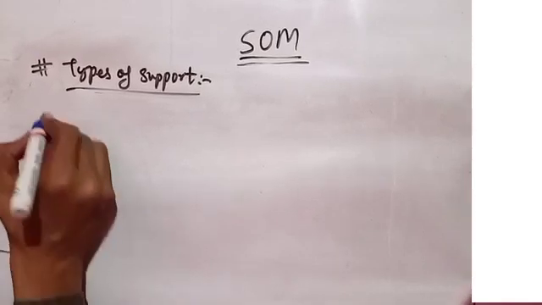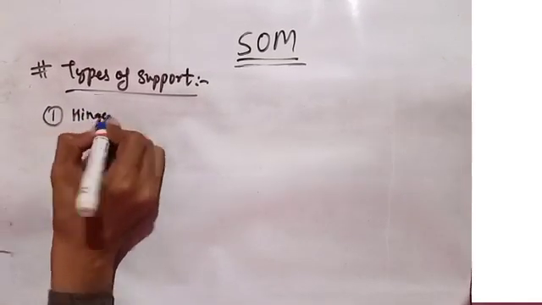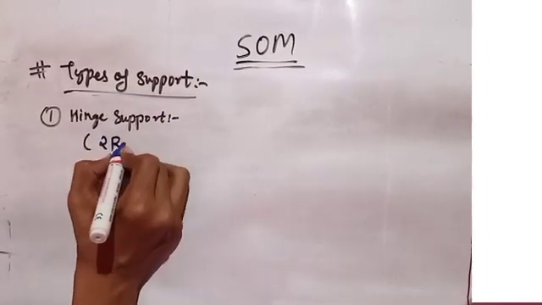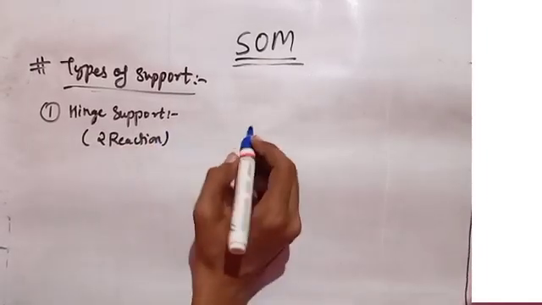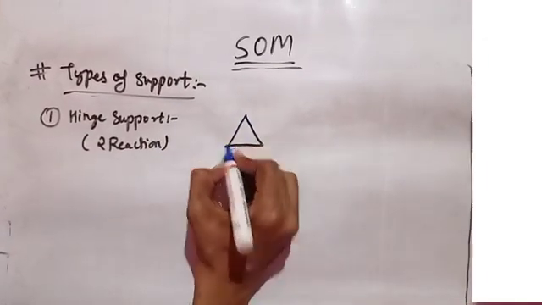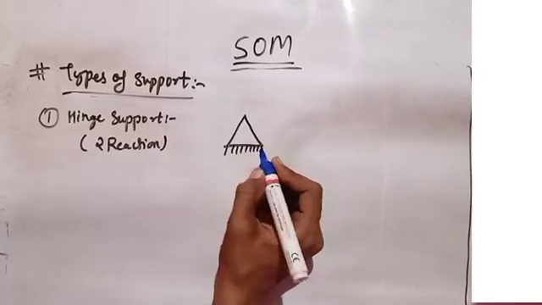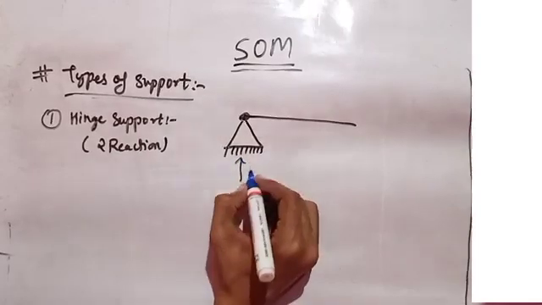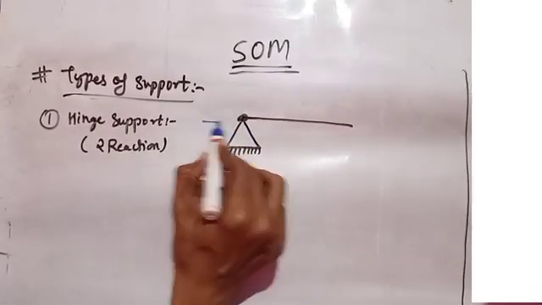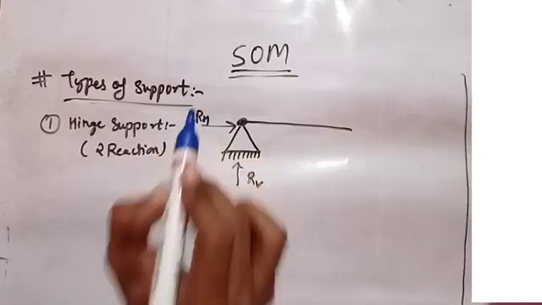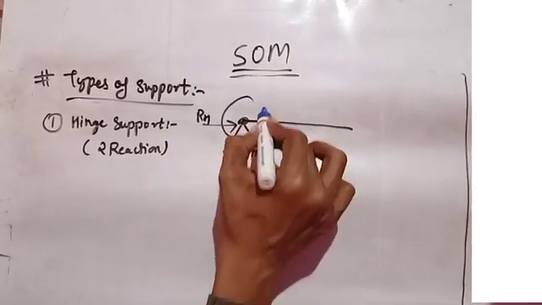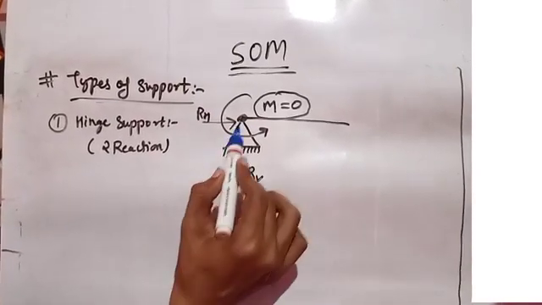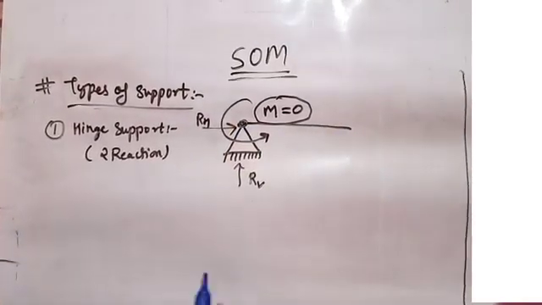Types of support. First is hinge support. Here two reactions are acting. Let's see. We have considered here support. This is hinge support and this is beam. One reaction from vertical direction RV and one reaction from horizontal direction RH, and movement M is 0. Here no movement is acting because it is hinge support, that's why it is not free to move.